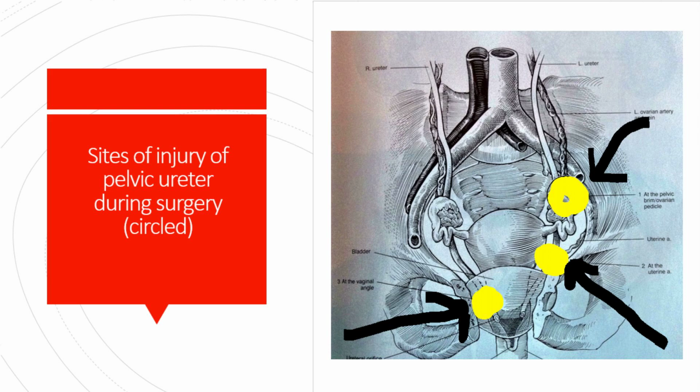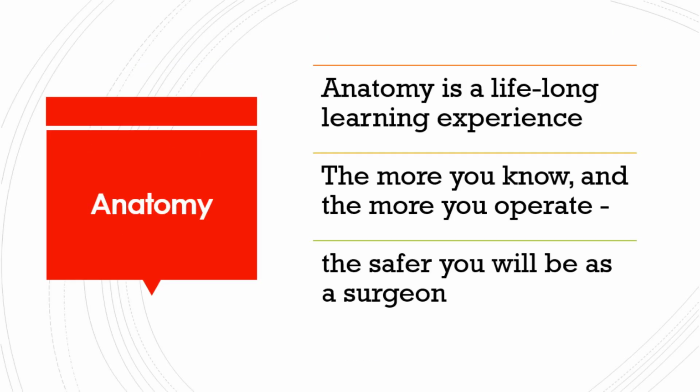In case of sudden hemorrhage, use direct pressure and sharp dissection rather than blind cautery or suturing to control hemorrhage. Blind attempts at hemostasis are the cause of most ureteric injuries during cesarean section. The better you know your anatomy, the safer you will be as a surgeon.